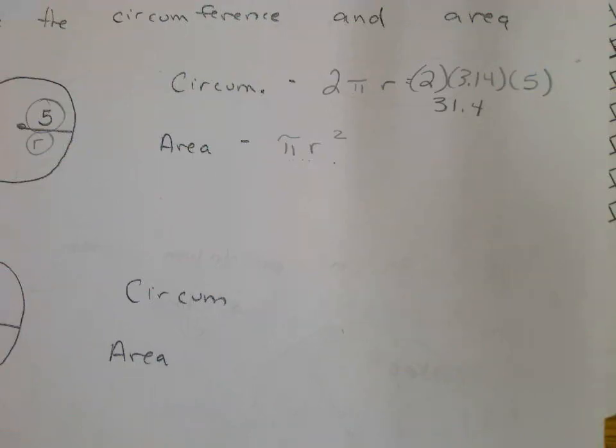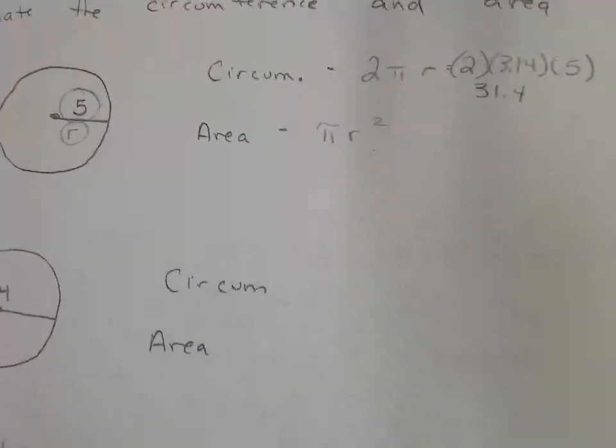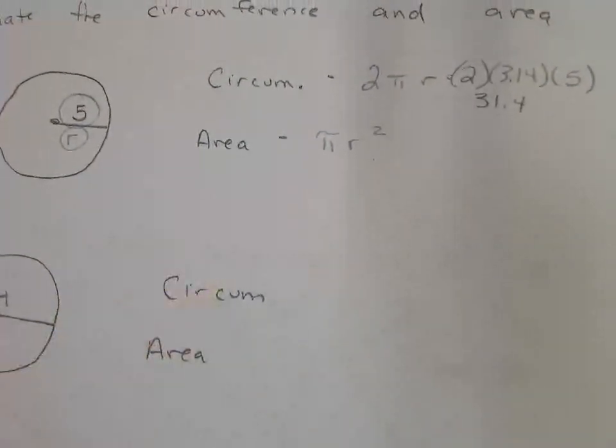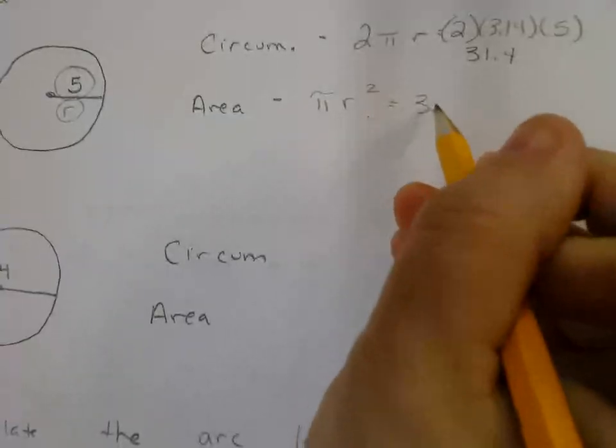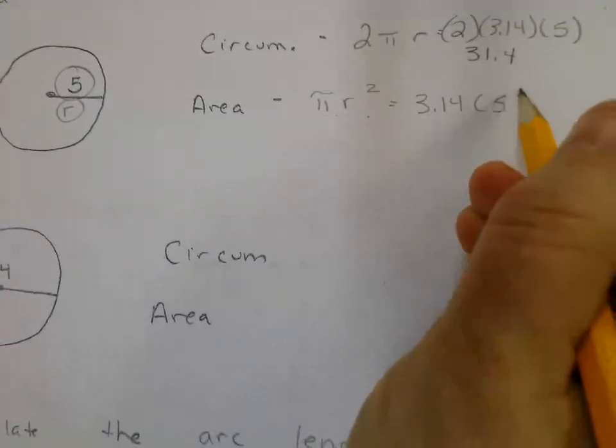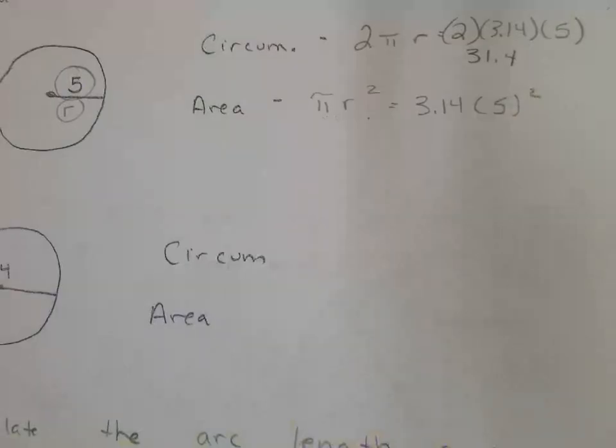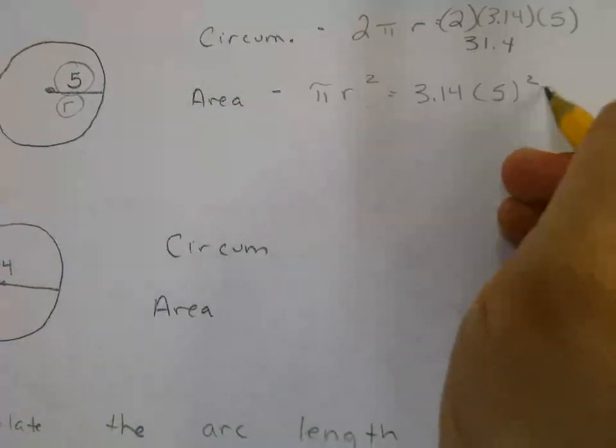Okay, and then my area. To find my area, I'm going to do pi times my radius squared. So I'm going to do 3.14 times 5 squared, which is going to give me 78.5.